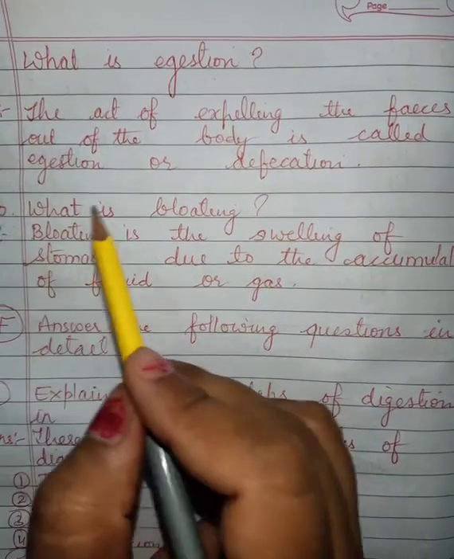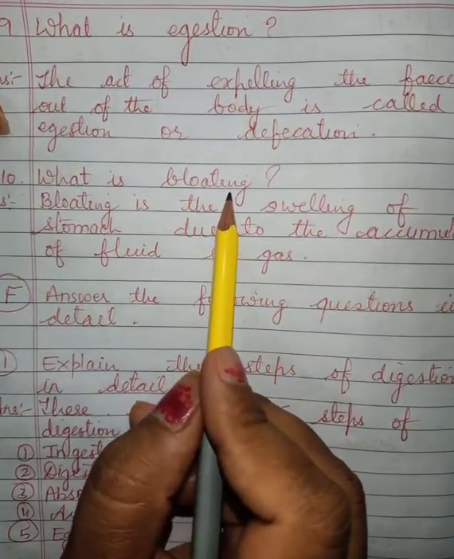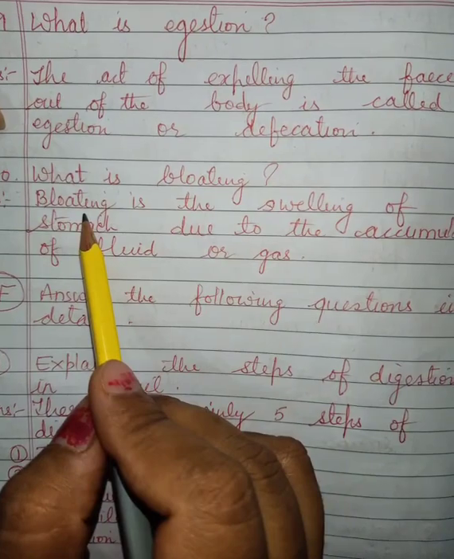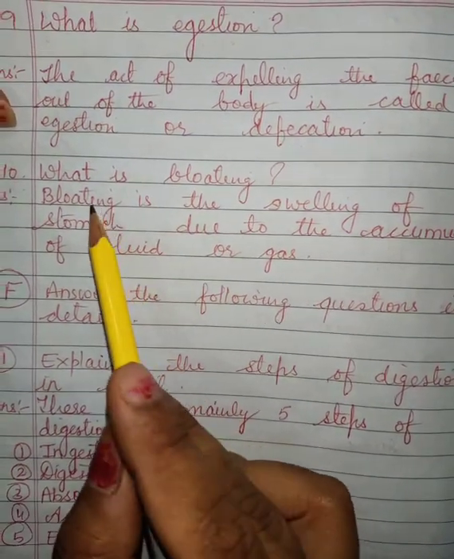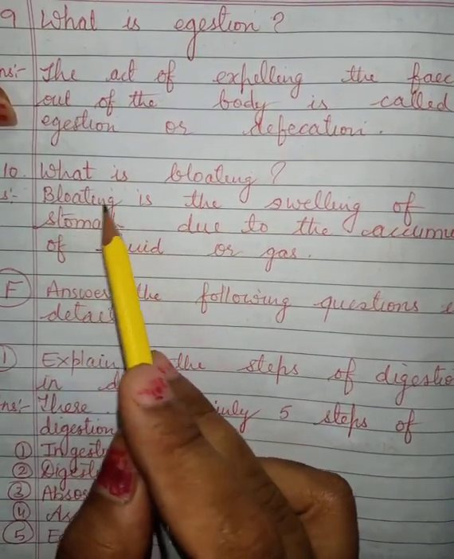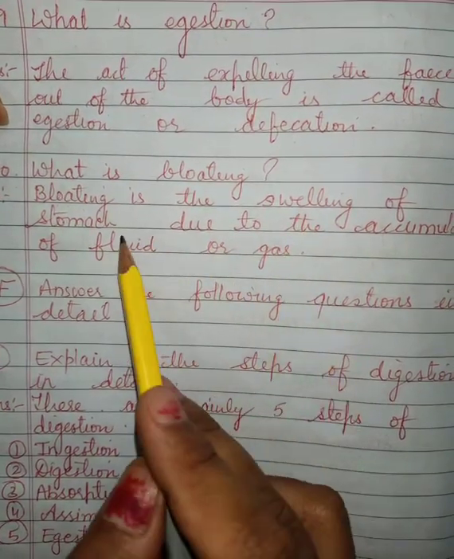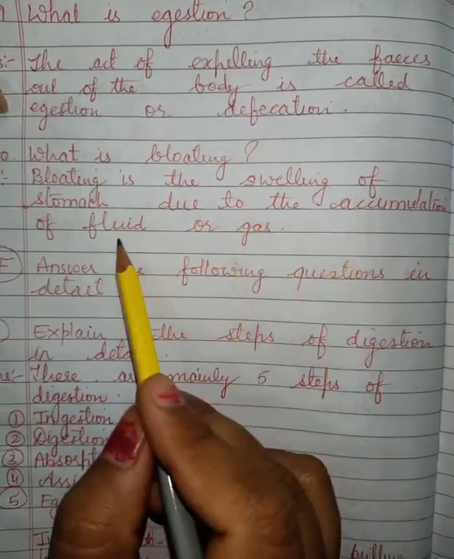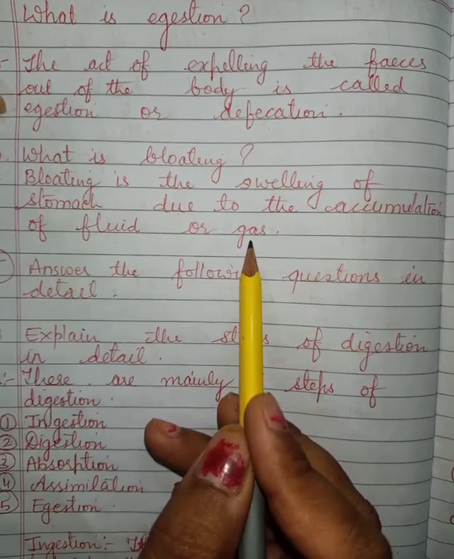Now question number 10. What is bloating? So the answer is, bloating is the swelling of stomach due to the accumulation of fluid or gases.